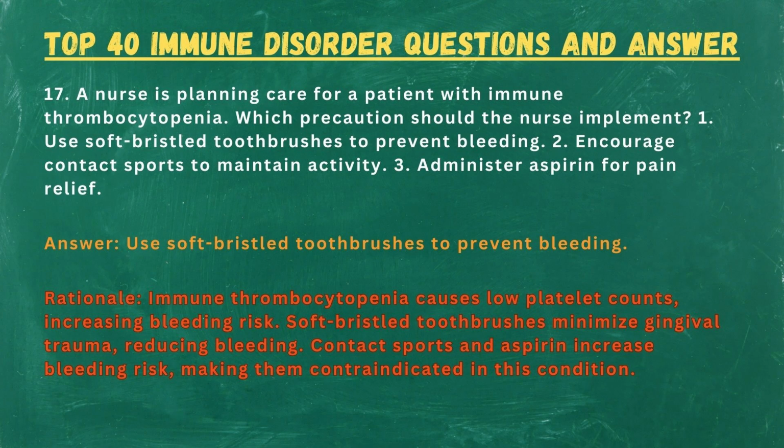Rationale. Immune thrombocytopenia causes low platelet counts, increasing bleeding risk. Soft bristled toothbrushes minimize gingival trauma, reducing bleeding. Contact sports and aspirin increase bleeding risk, making them contraindicated in this condition.